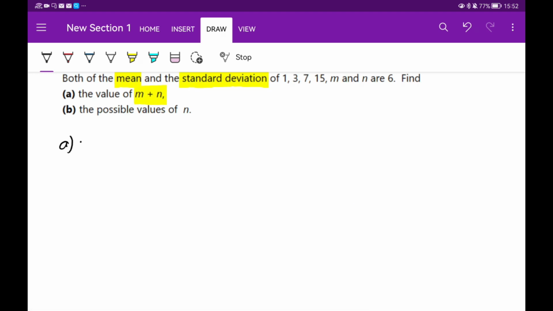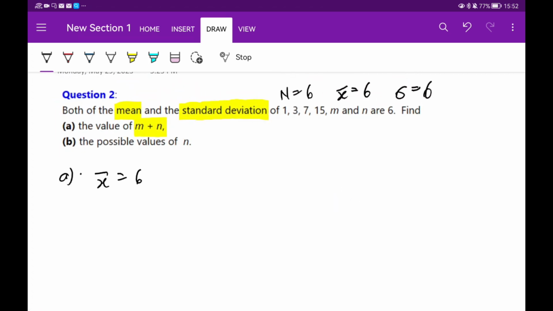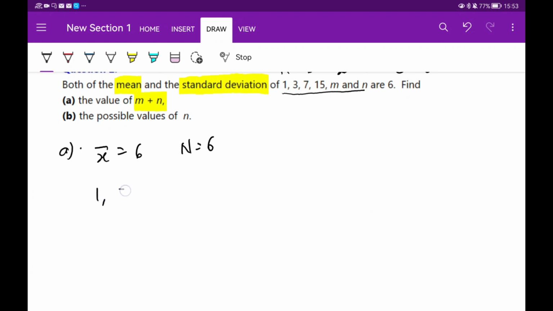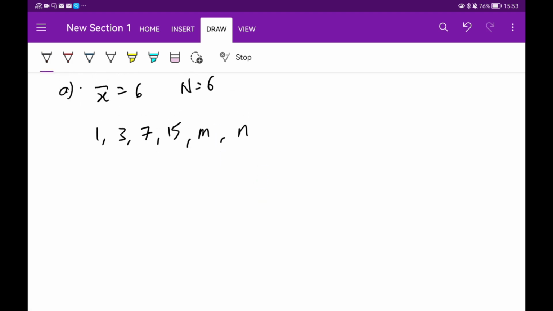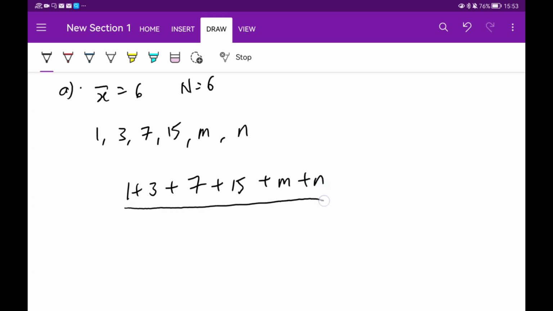Given that the mean is 6, how do we find m and n? We have the mean, we have the number of values, 6, and we also have the numbers 1, 3, 7, 15, m and n. How do we find the mean? We add all these together and divide by 6. So we plus all the things, 1 plus 3 plus 7 plus 15 plus m plus n, divide by 6, and we get the mean, 6.